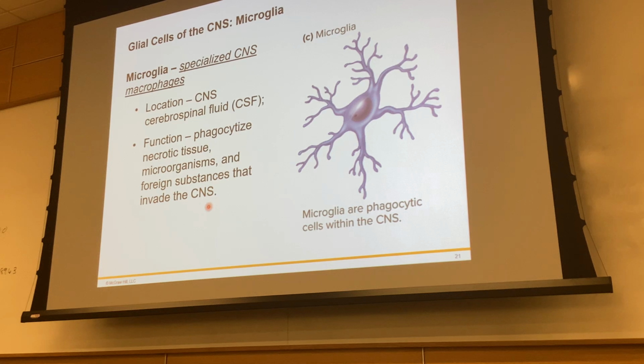In both cases, if you get infected, the first line of defense is going to be microglia. These invading organisms will be found in the cerebrospinal fluid, and the microglia will be fighting them. If it overwhelms your microglia, then there are other medications that you can have. So one example of a microorganism invading the cerebrospinal fluid would result in meningitis.